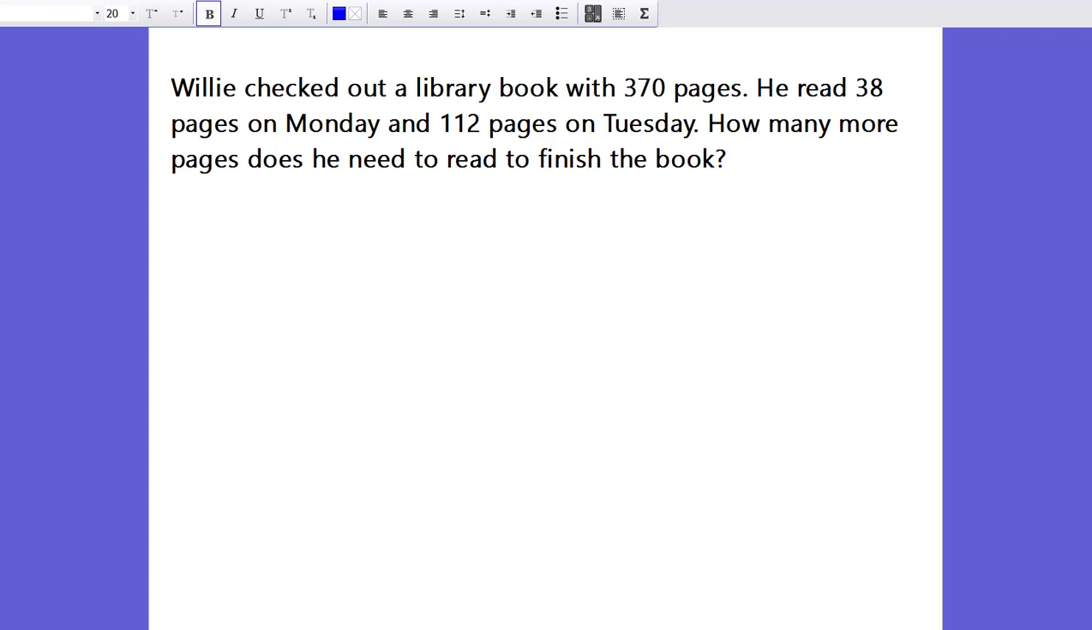It says, Willie checked out a library book with 370 pages. He read 38 pages on Monday and 112 pages on Tuesday. How many more pages does he need to read to finish this book? So just like we do our strategies, let's make sure that we're keeping up with that.